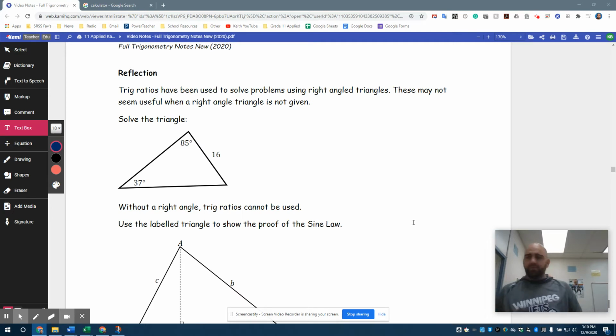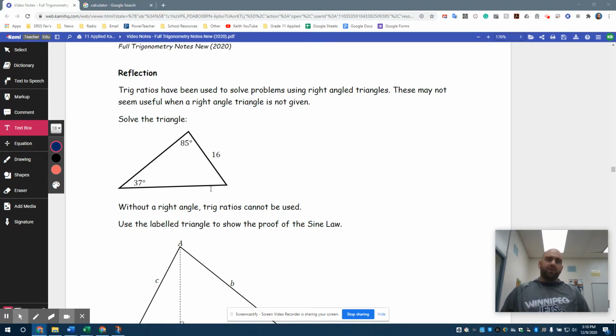All right, let's go back through a little bit of a reflection. We've used our trig ratios and we've used them to solve problems using right angle triangles. Now, that's really useful when we have a right angle, but what happens if we don't? If we don't have a right angle, how are we supposed to solve our triangles?